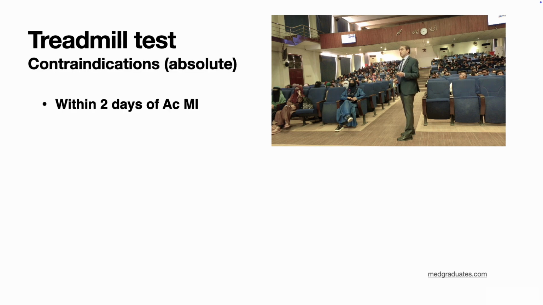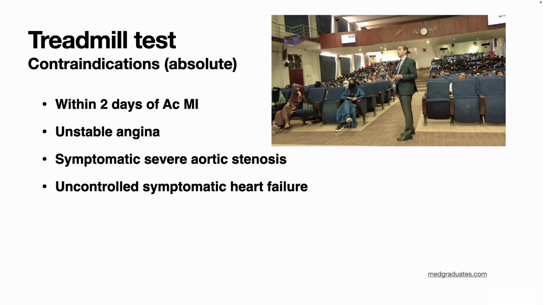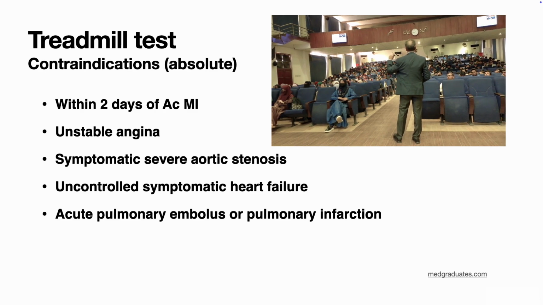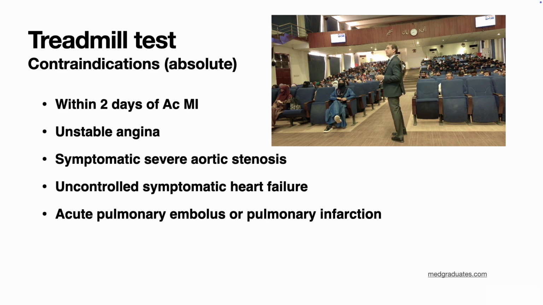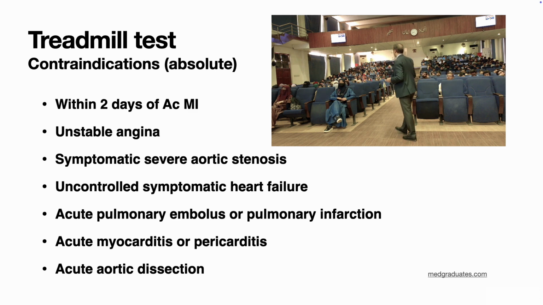Contraindications: acute MI within 2 days, unstable angina, symptomatic severe aortic stenosis, uncontrolled symptomatic heart failure, acute pulmonary embolism or pulmonary infarction. Here, hypertrophic obstructive cardiomyopathy, anything which is obstructing the left ventricular outflow tract, is a contraindication. Also acute myocarditis and acute aortic dissection. These are the absolute contraindications for doing treadmill testing.